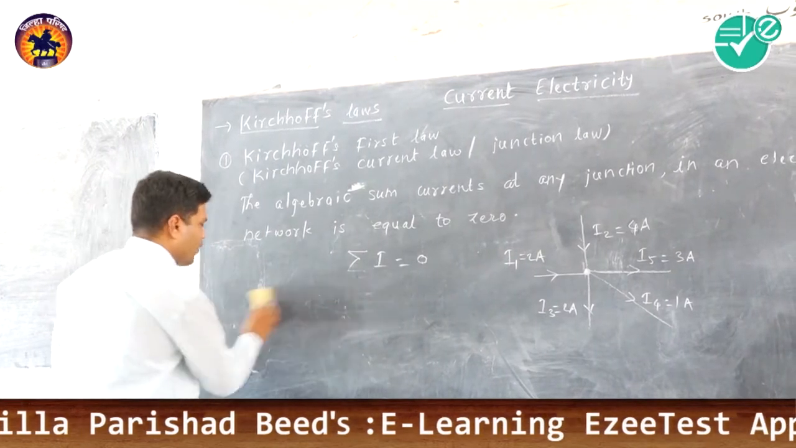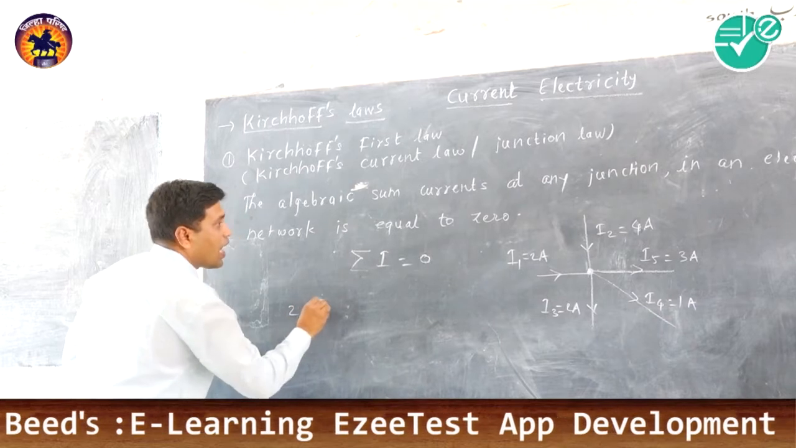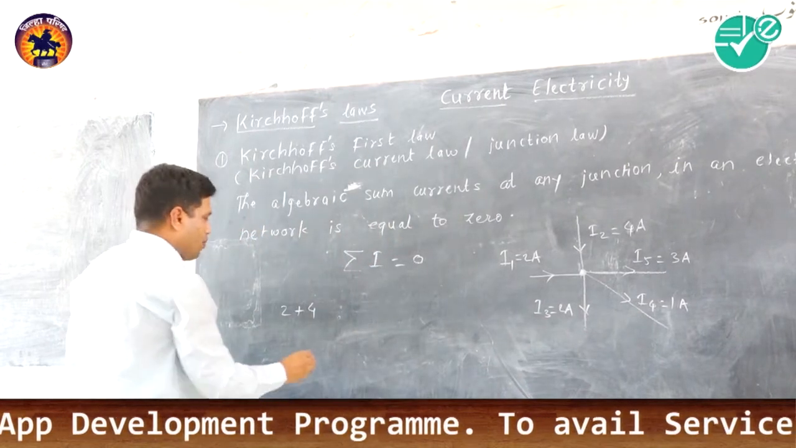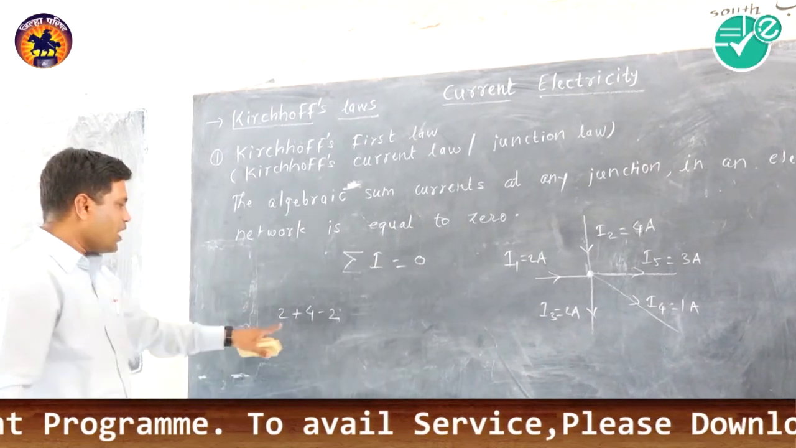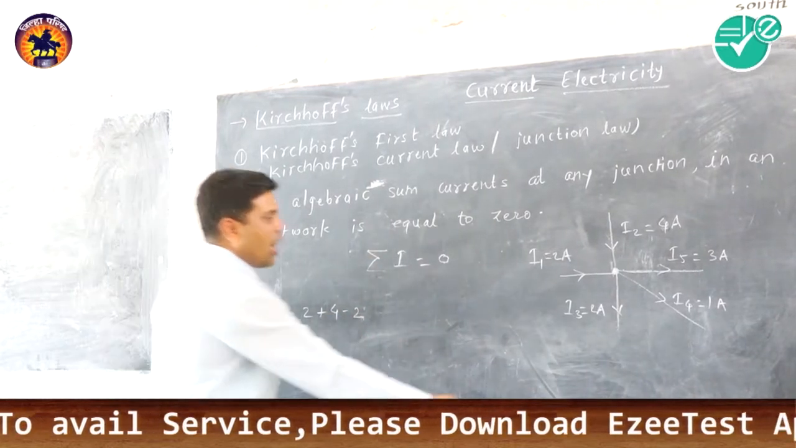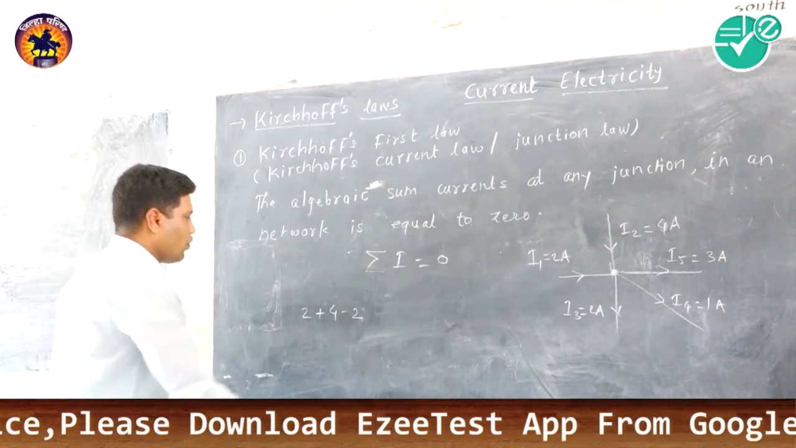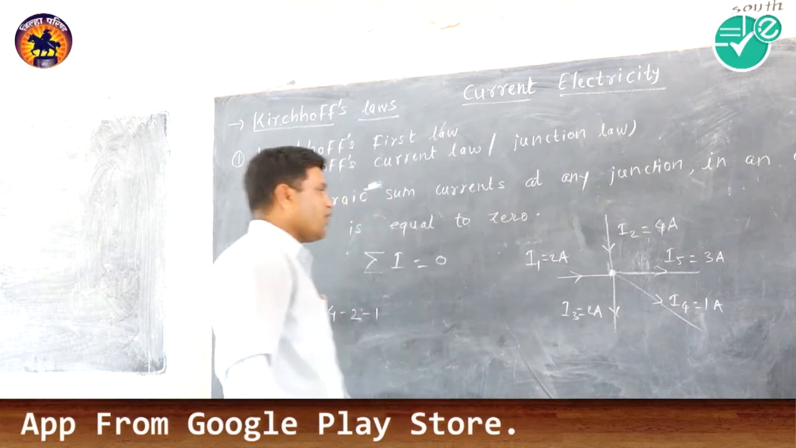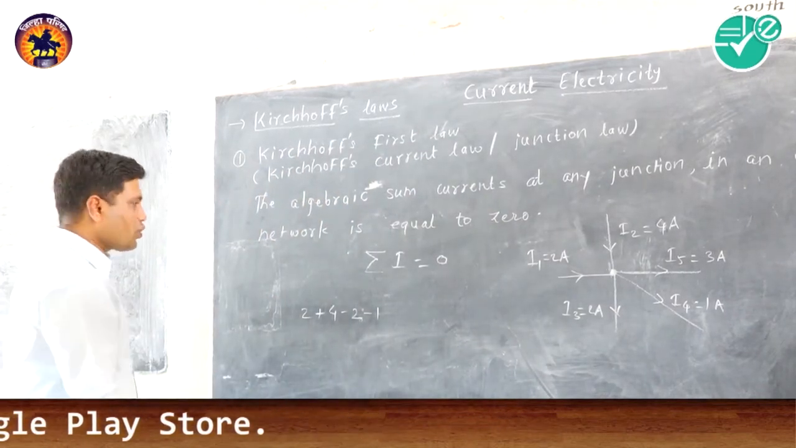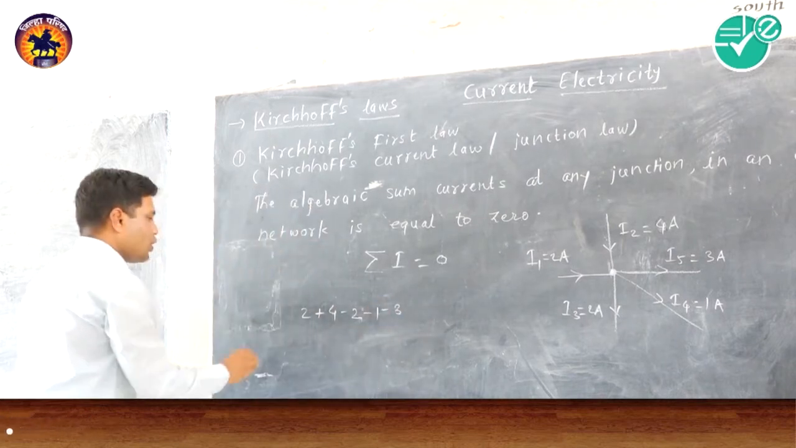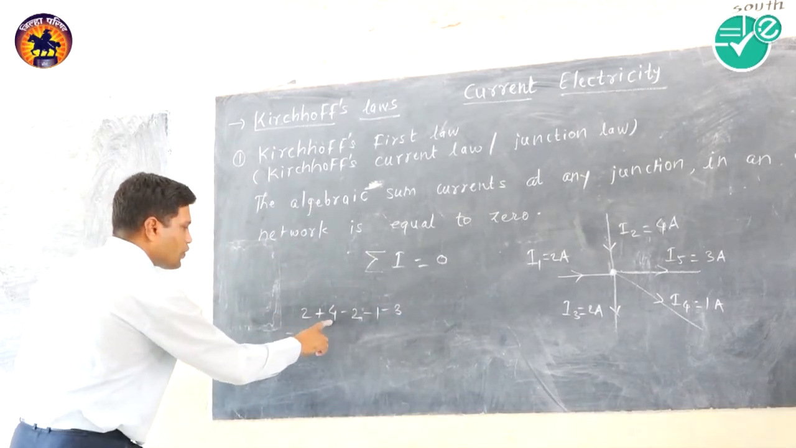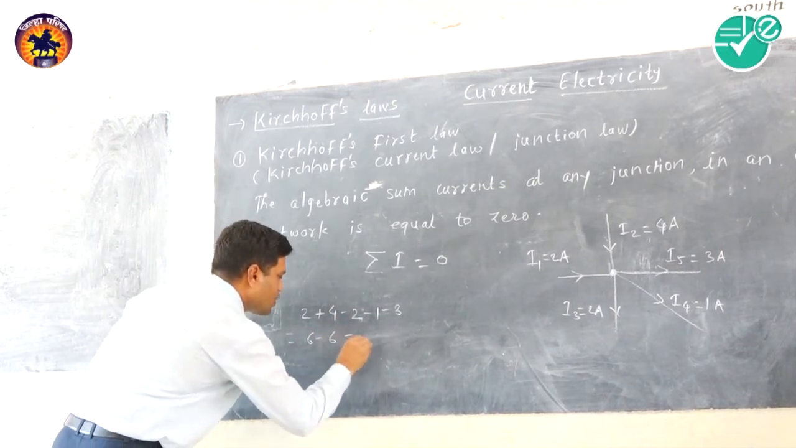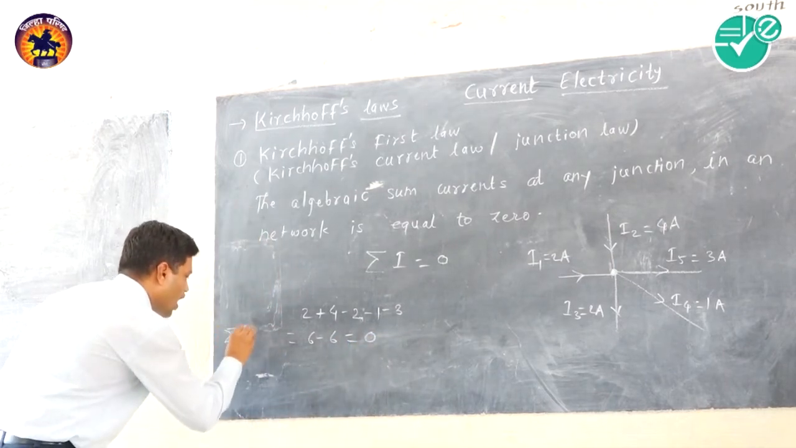Or we can simply write their values. I1 is equal to 2 ampere. I2 is equal to 4 ampere. I3 is equal to 2 ampere, but we take it as minus because it is moving away from the junction. I4 is also moving away from the junction, therefore we take I4 as minus 1. Last, I5 is moving away from the junction, so it is also taken as minus. If you add all this, 2 plus 4 is 6, then minus 2, minus 1 and minus 3, so it becomes 6 minus 6. The answer is 0. Therefore, summation of I is equal to 0.